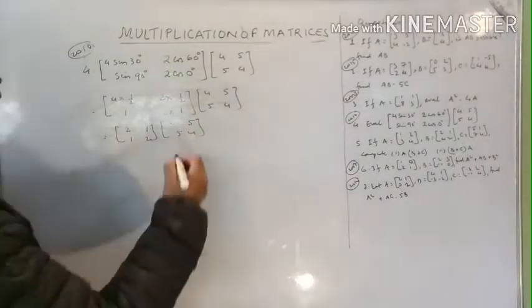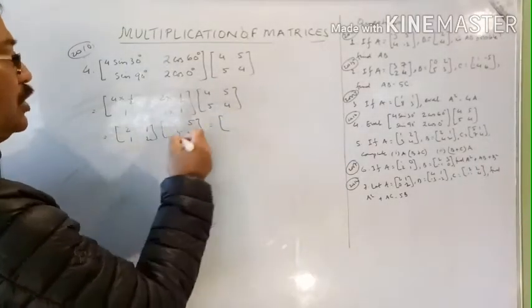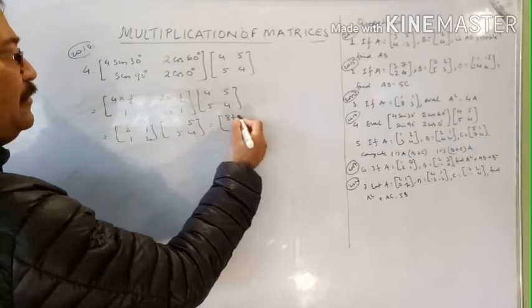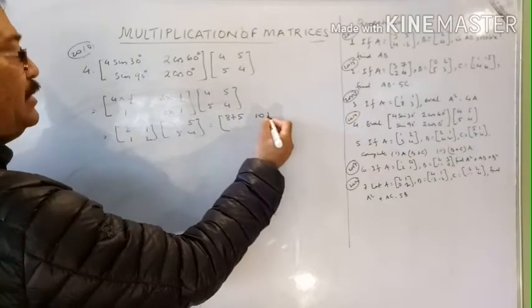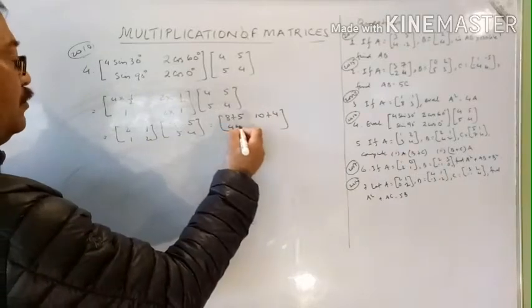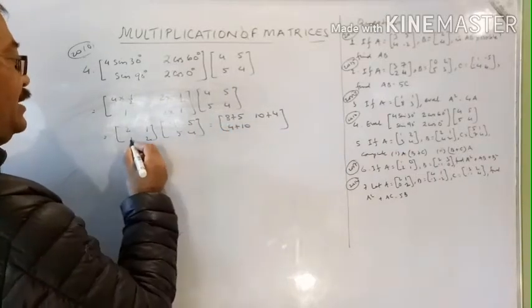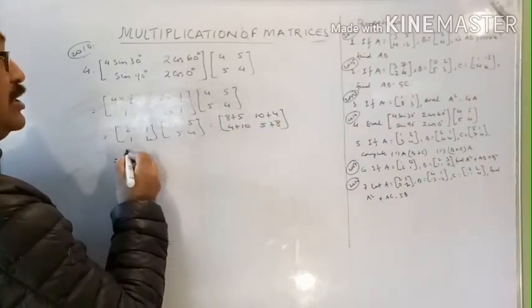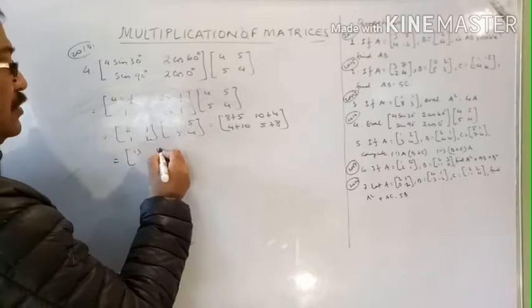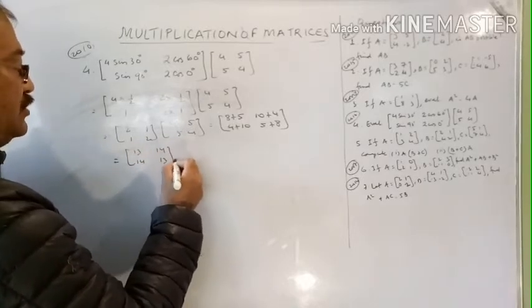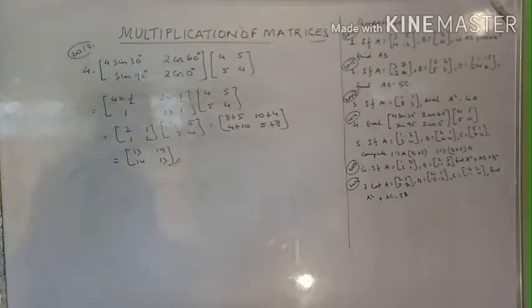Okay. So now you multiply. Row into column. 2 4s are 8 plus 1 5s are 5. 2 5s are 10 plus 1 4s are 4. Then 1 4s are 4 plus 2 5s are 10. Then 1 5s are 5 plus 2 4s are 8. So this will give you 13, 14, 14 and 13. So this is the answer. Okay, that is question number 4.